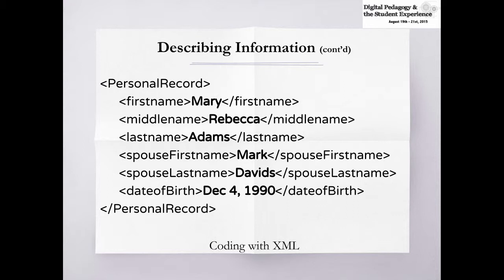This record can expand to include place of residence, nationality, spoken languages, and so on. But all this information will be contained within the personal record tags. So in this instance, my root tag is personal record that holds the data for this specific person, Mary.